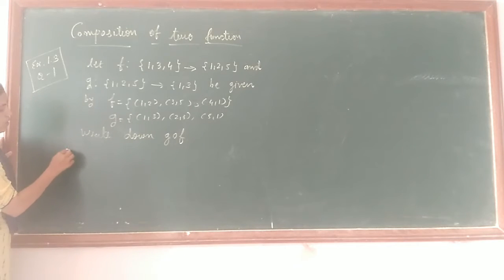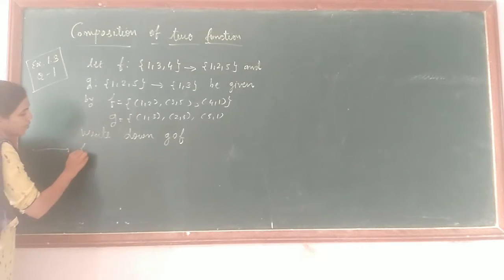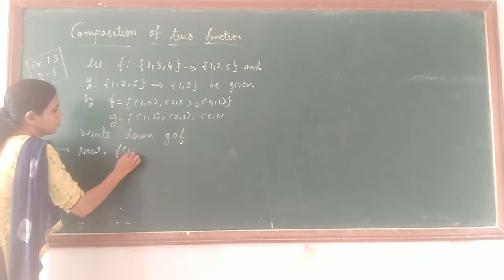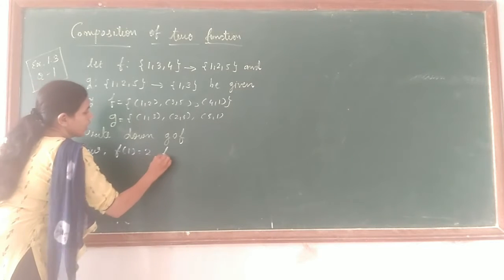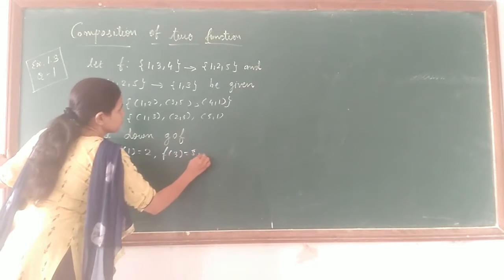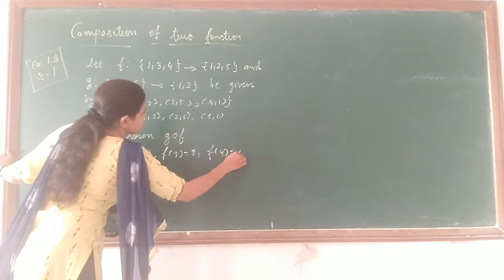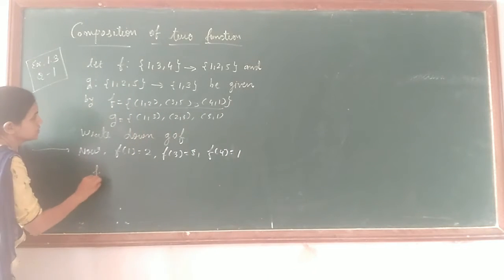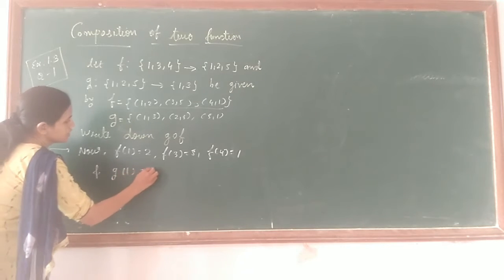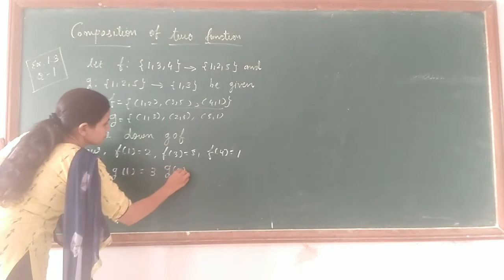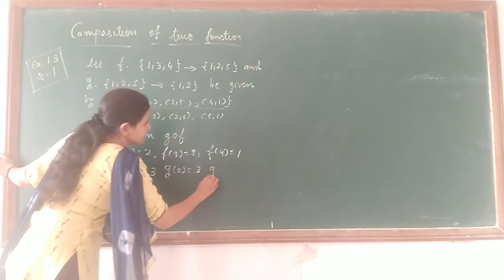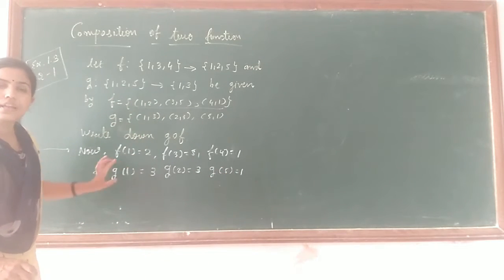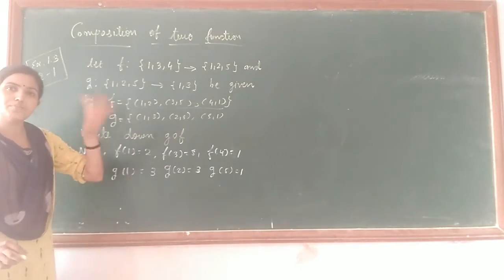So what we have? f of 1 is equal to 2, f of 3 is equal to 5 and f of 4 is equal to 1. We have written from here, correct? And g of 1 is equal to 3, g of 2 is equal to 3 and g of 5 is equal to 1. I have written from here. Now what do we have to write down? g composition of f.